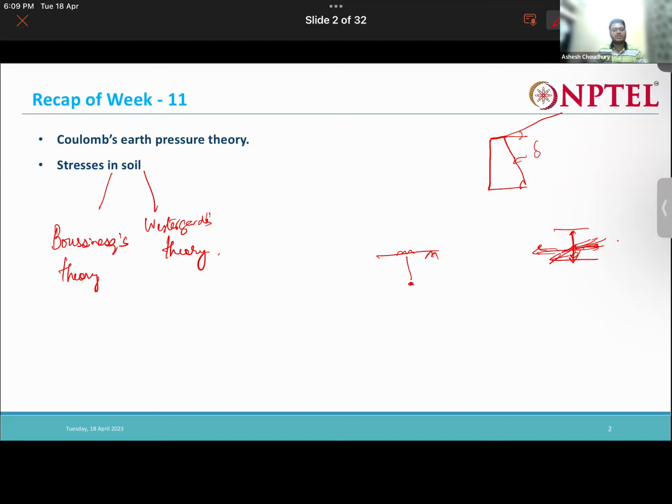In Westergaard's theory, the soil is considered laterally reinforced. That means in lateral directions there is no strain, so the Poisson's ratio in the horizontal direction is zero. The soil is considered rigid in the horizontal direction, and it is considered elastic in the vertical direction, in Westergaard's theory.